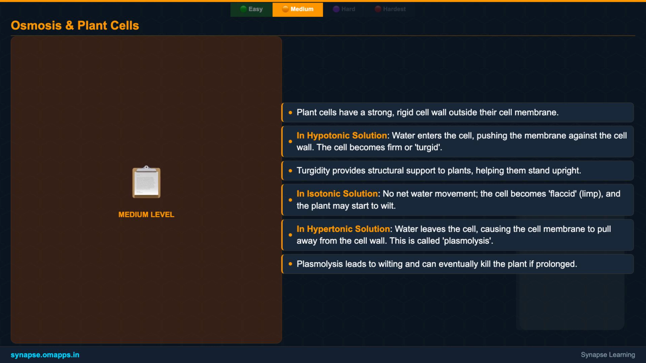In an isotonic solution, there's no net water movement, and the cell becomes flaccid or limp, which can cause the plant to wilt. If a plant cell is placed in a hypertonic solution, water rapidly leaves the cell, causing the cell membrane to pull away from the cell wall. This process is called plasmolysis, and it leads to severe wilting and can ultimately kill the plant.